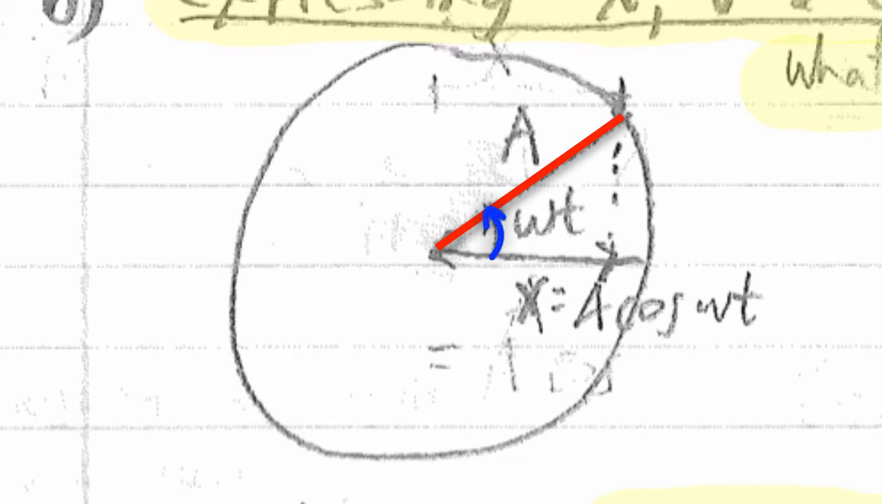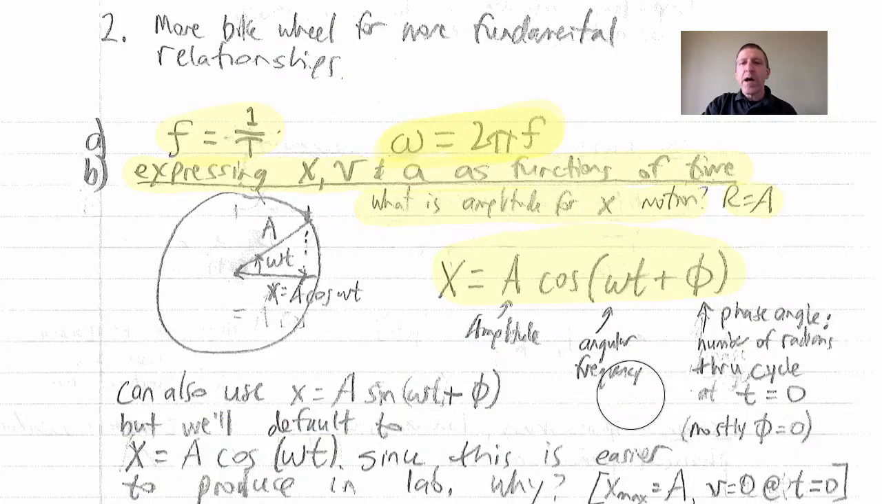Omega t is the angle. And of course, omega t is changing. The angle is changing in time. And x is just A cosine omega t. So I'm going to explain momentarily where this term phi comes from.